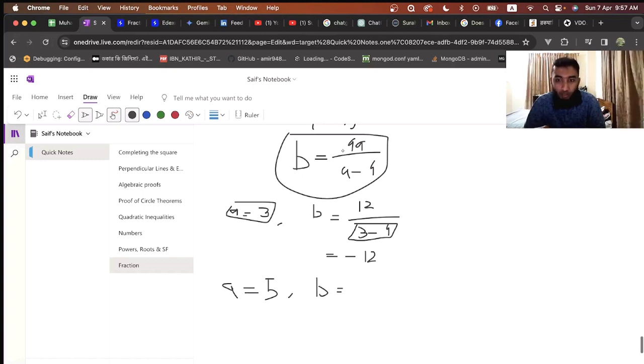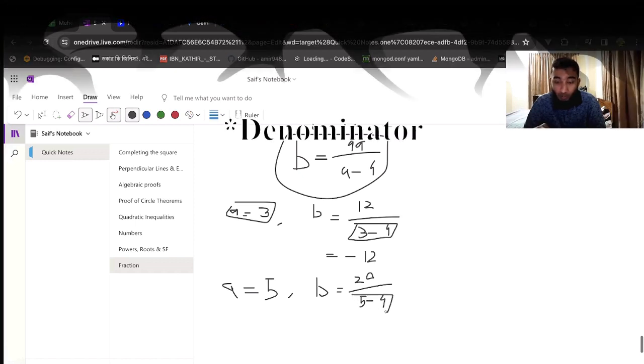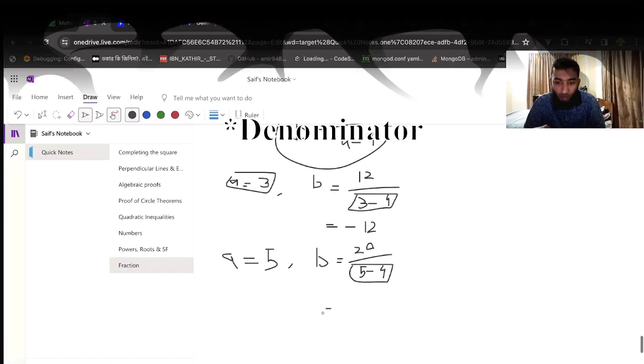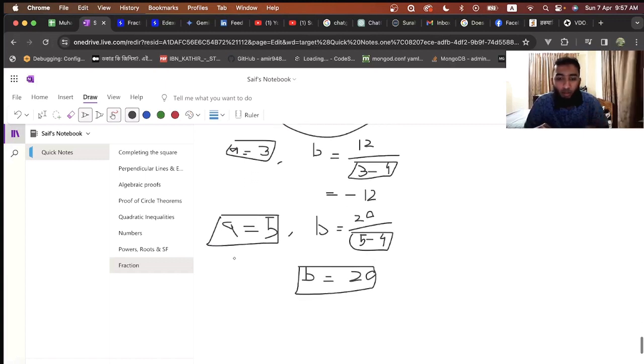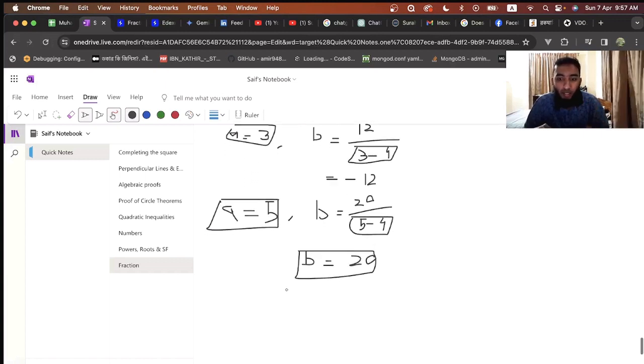B is what? 4 into 5, which is 20, divided by 5 minus 4. Now we get the numerator as a positive value. So this is 20 by 1, which is 20. So we get a positive value of B for this value of A, and both A and B are greater than 1. So this perfectly suffices the condition.